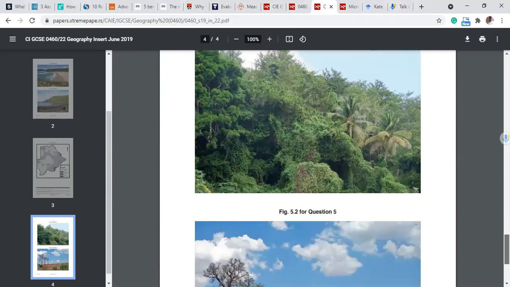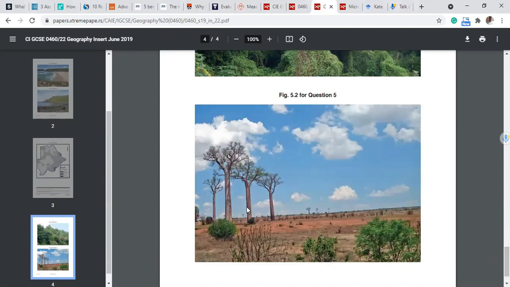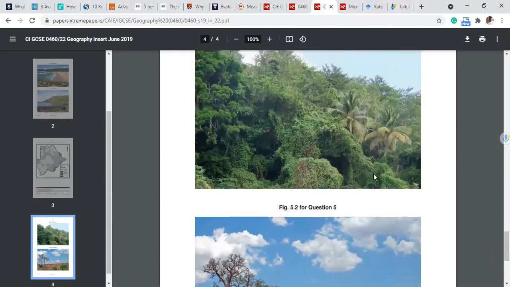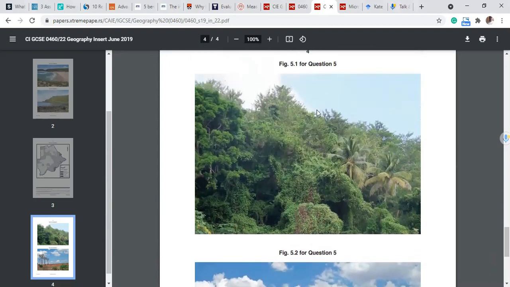Well, I've described 5.2 for you. I've described the trees. The trees are tall but lacking leaves and dry. The trees lack leaves, they are dry and all of that. Now this one is saying describe the vegetation. Obviously, this is a tropical rainforest vegetation.